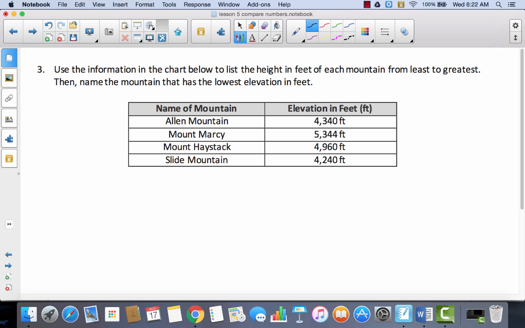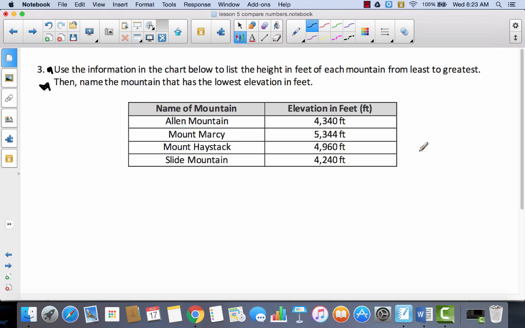Okay, let's take a look at number 3. So we're going to use the information in the chart below to list the height in feet of each mountain from least to greatest. Then name the mountain that has the lowest elevation in feet. So I have two directions here. First, I'm going to put them in order from least to greatest, and then I'm going to name the mountain that has the lowest elevation. So I'm going to come over here and list them from least to greatest. Now, first of all, I notice that all of these numbers have thousands as their greatest place. So if I'm going to go from least to greatest, I know that 4 is less than 5.